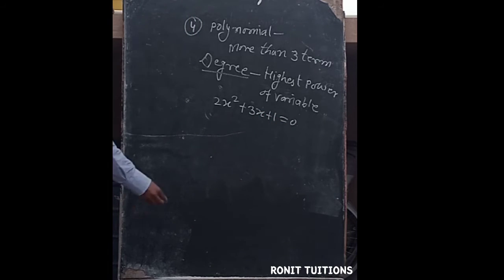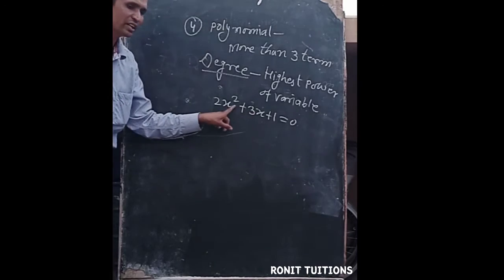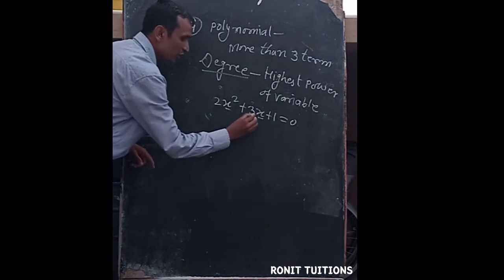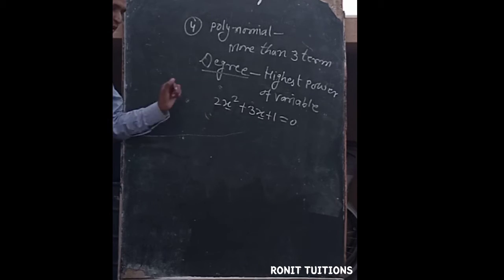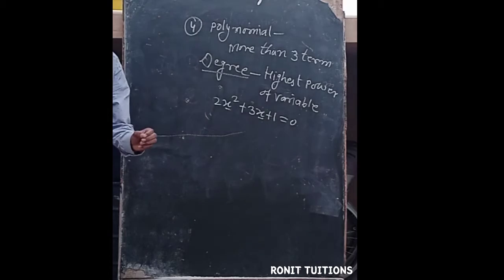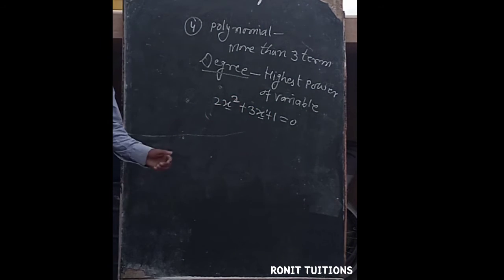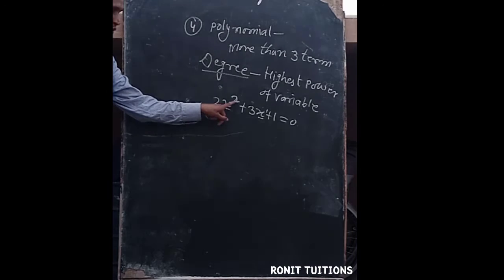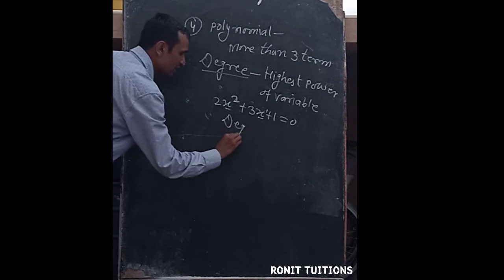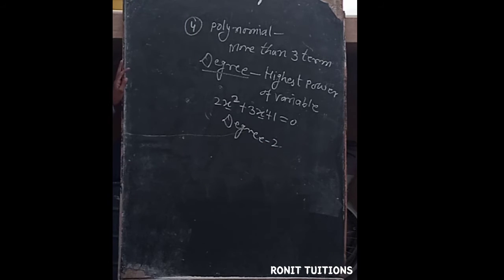So how much degree is in that? What is the variable? The variable is only x. What is the highest power of x? Here nothing is written, and nothing written means 1. Here, 1. Here, how much is written? 2. So which is the bigger number? 2. So the degree is 2. There are 2 degrees in that.